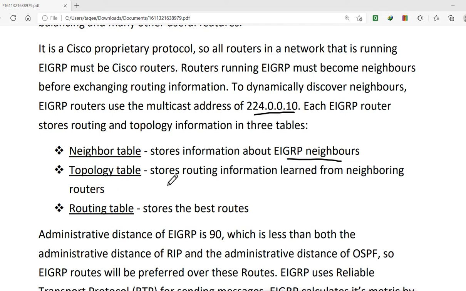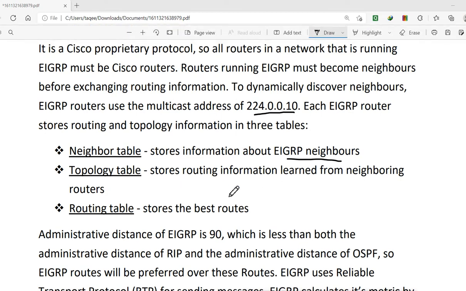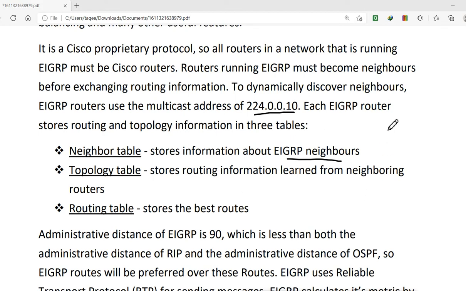Now the topology table shows the routing information learned from the neighboring routers. First they create the neighborship just like OSPF, and after creating the neighborship, this router and this router are now configured as neighbors. After creating the neighbor, what will they do? They will send the routing information to each other. This router will send to this router, and this router will send to this router. From this information they will create the topology table.